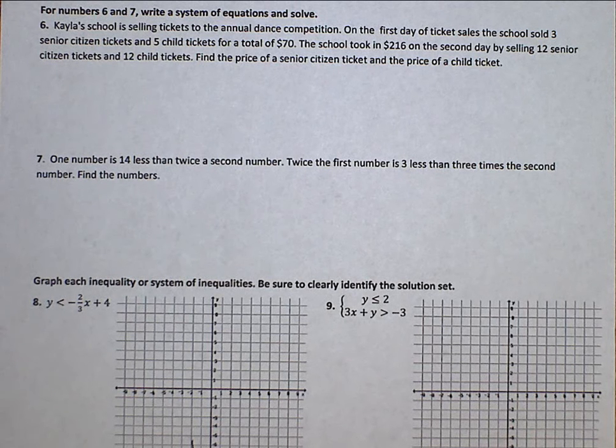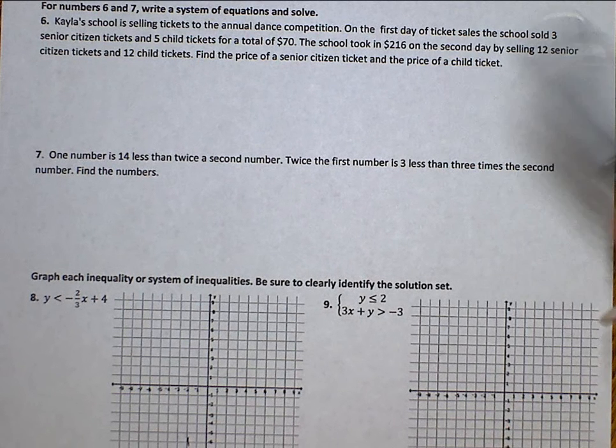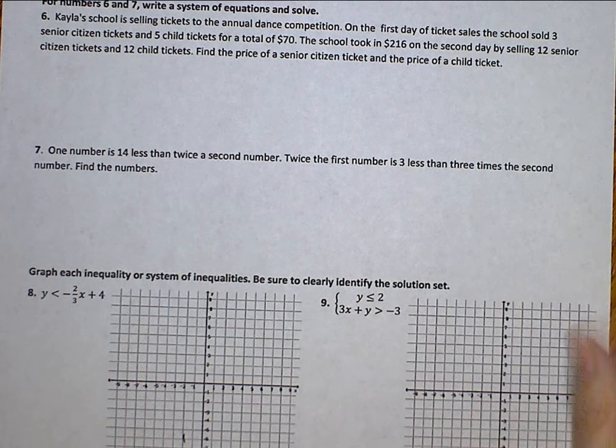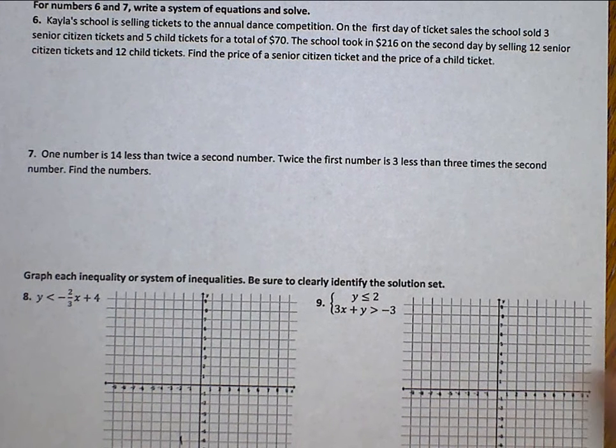Alright, Kayla's school is selling tickets for an annual dance competition. The first day of tickets, they sold 3 senior citizen tickets and 5 children tickets, and they brought in $70. The school took in $216 on the second day by selling 12 senior tickets and 12 children's tickets. Find the price of the 2 tickets.